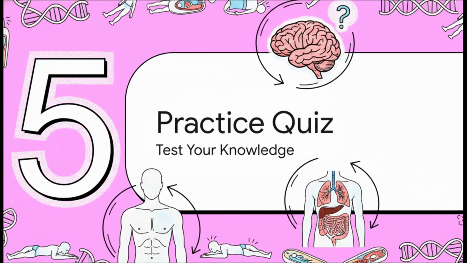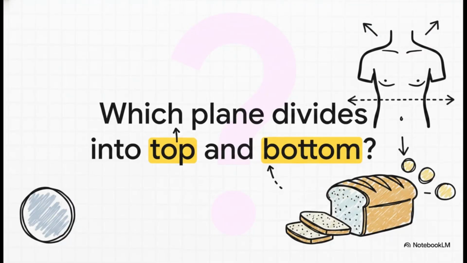Time for Section 5, the practice quiz. Let's see what you've got. It's time to see what you've retained today. Active recall is for sure the best way to lock in this life-saving knowledge. Question 1. Which anatomical plane divides the body into top or superior and bottom or inferior sections? Think about slicing that loaf of bread for a sandwich.